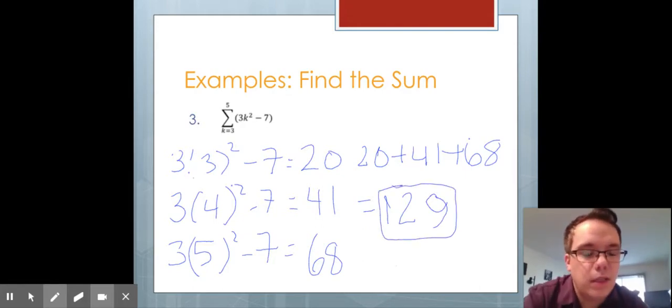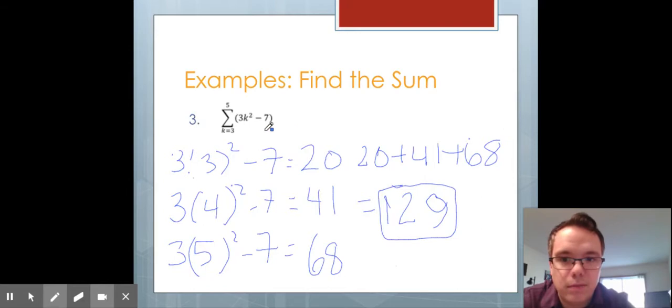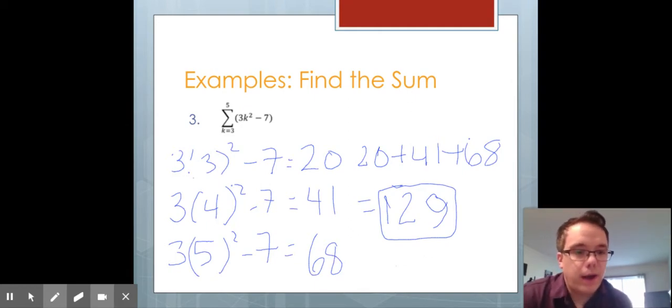So again, today you just have to start with the bottom number, plug it in, and keep plugging in numbers until you've plugged in the top number. That'll get you your terms, and then you're going to add your terms all together to get the sum of your series. So I hope that's clear.